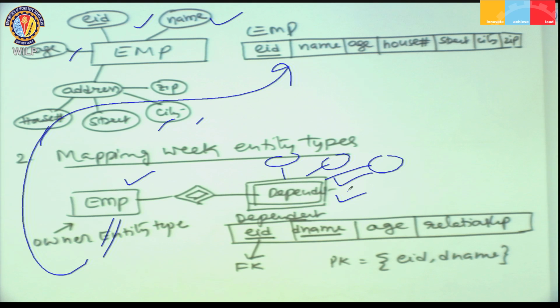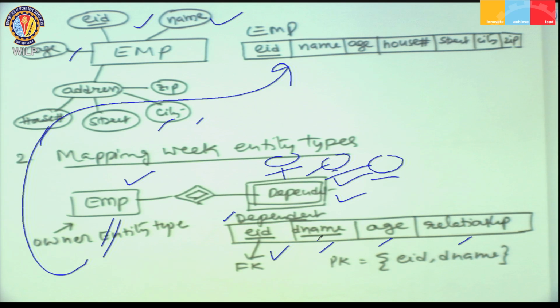Now what we will do is, we create a relation called dependent and we attach all the attributes that are part of the weak entity as attributes of this relation, fields of this relation. So dname is there, age is there, and then relationship. At the same time, we also include the primary key of the owner entity. Who is the owner entity here? Employee is the owner entity type. So the primary key of the owner entity type is employee ID. So we include the primary key of the owner entity type as a foreign key in this relation.